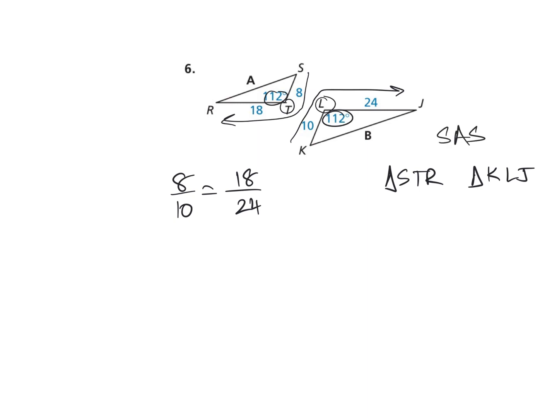Now the question is, is it proportional? Okay, so 8 times 24. So you take 8 times 24, and you get 192. And 18 times 10 is 180. So those aren't equal, so these are not proportional. So no. So not by side angle side.